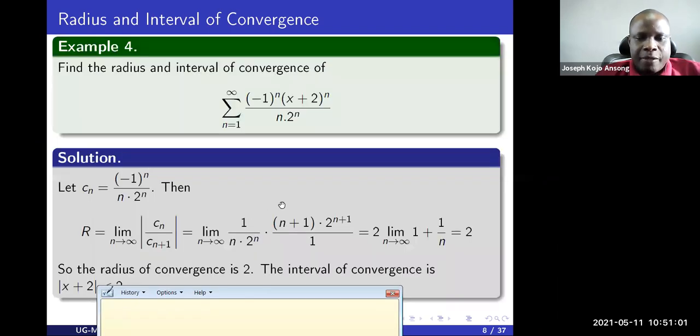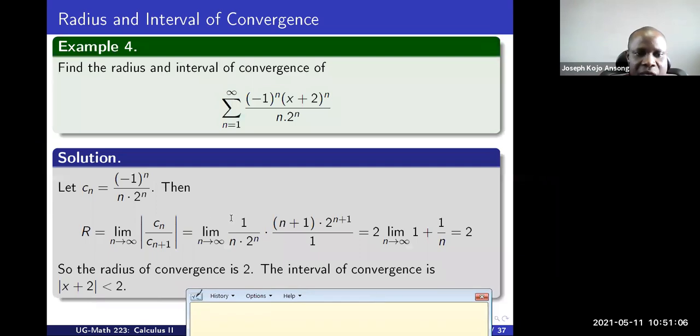So here's a second example. It is similar to what we've done. So here we go straight away to compute the radius of convergence. In this case, our Cn is this factor, minus 1 to the n all over n times 2 to the power n. You leave out this x bit, the x plus 2 raised to the power n. Okay, good. So you pick out your Cn, which is given by this. So the radius of convergence is the limit as n goes to infinity of Cn over Cn plus 1.